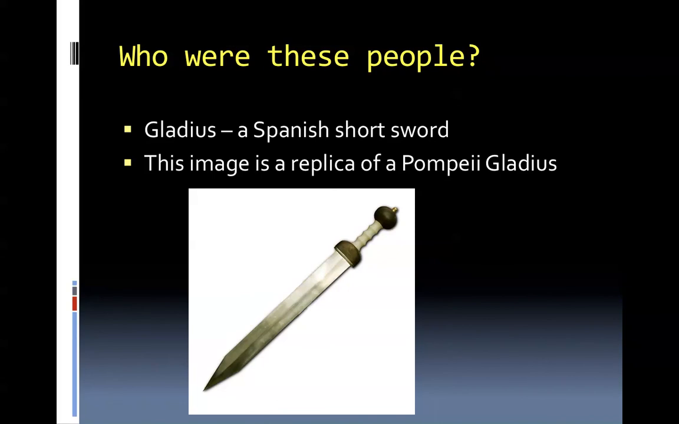This image that you have here is a replica of a gladius from Pompeii. About 22, 24 inches long. Again, lightweight, double-edged steel.